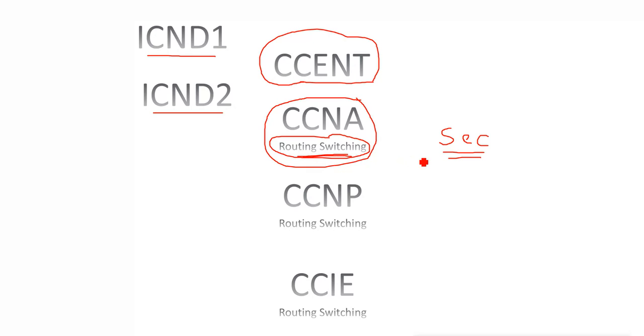Otherwise you can directly do the CCNA in security. But if you want to do the CCNA in security before CCNA in routing and switching, then you have to do CCENT. Otherwise you cannot do CCNA in security. This is the basic level you have to cover first. Then you can go for the other streams, or even for CCNA security.